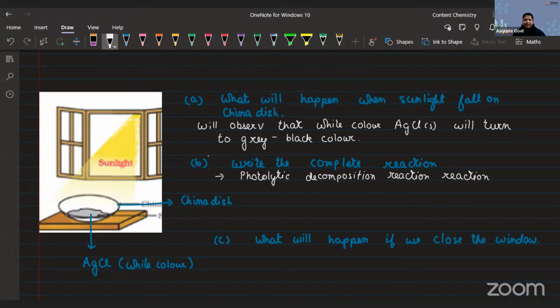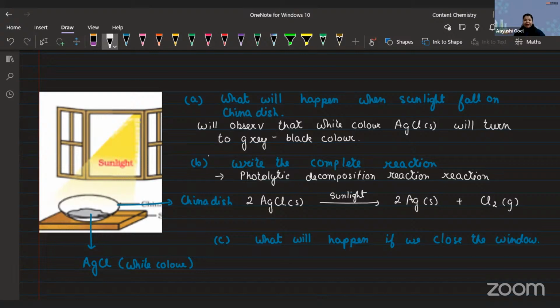And as the complete reaction, we can write that we have AgCl solid in the presence of sunlight. What will happen? It will produce Ag solid and chlorine gas. Always write the balanced equation. So I'll write 2 and 2 here. With AgCl, 2 will come. And it is solid. If you write their states, that will also help a lot. Is this clear to everyone? Those who have given me the answer?